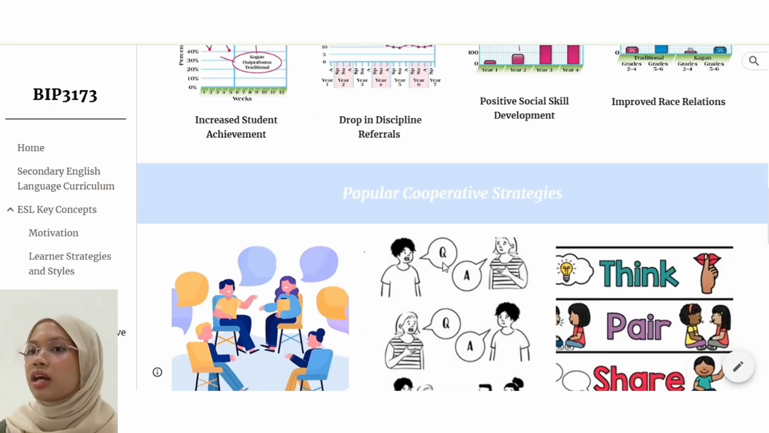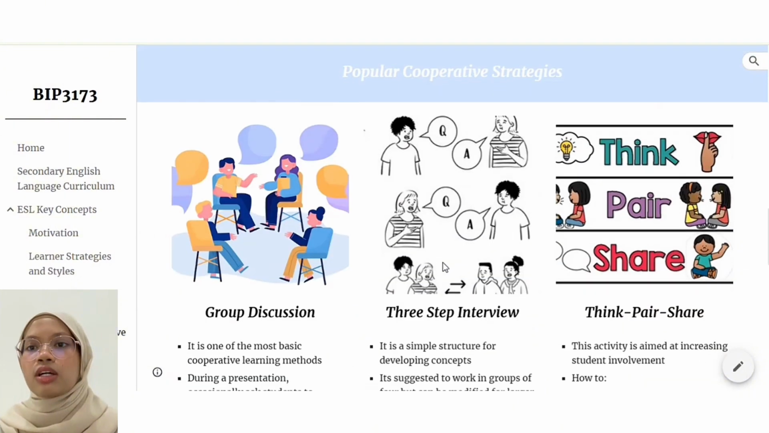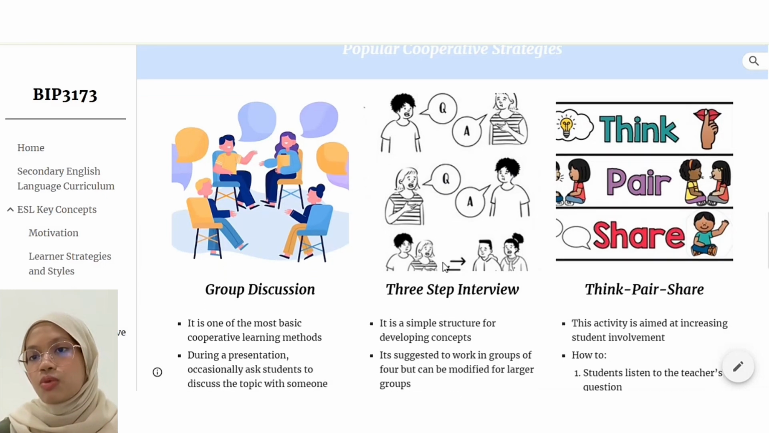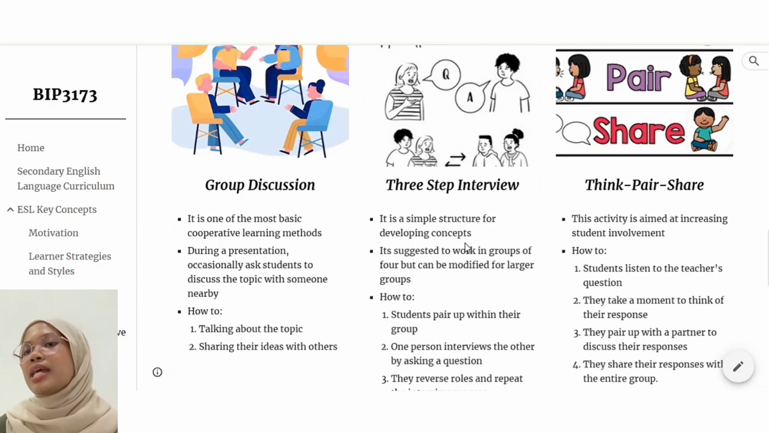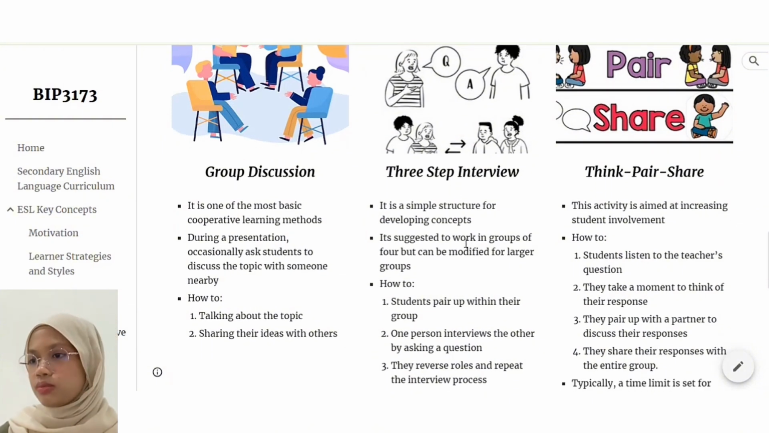And lastly, what are the most used or popular cooperative strategies? I will be sharing 5 today. The first is group discussion, one of the most basic cooperative learning methods. Next is the 3-step interview. It is similar to a discussion, however the steps are a bit different, whereby it suggests working in groups of 4 but can be modified for larger groups.